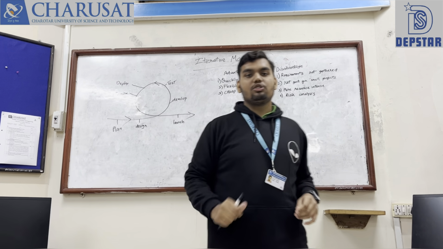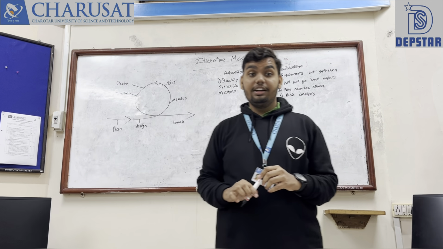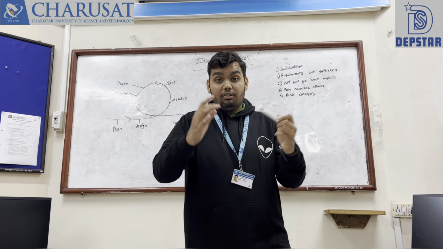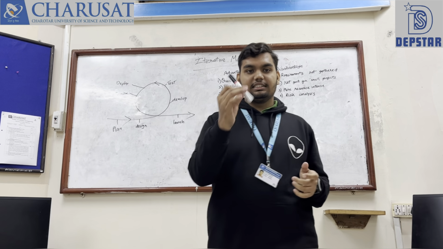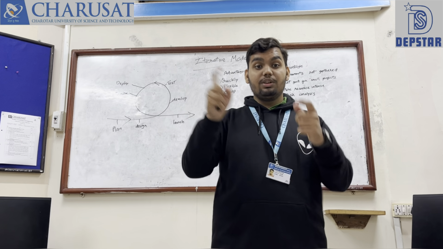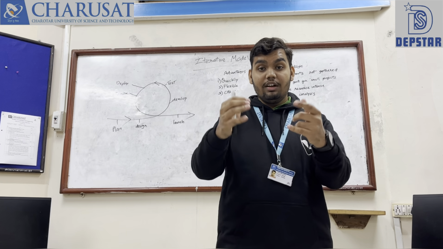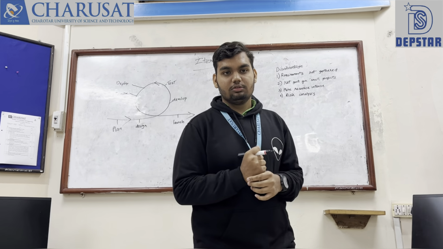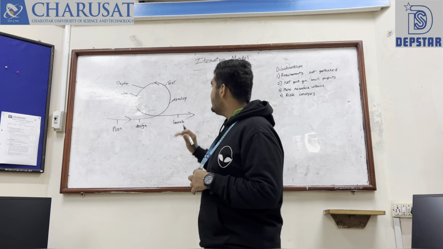Okay, so now let's discuss the iterative model. The iterative model is a type of software development lifecycle where the process executes in a sequential manner. It is also known as the successive version model. The development of each step is directly associated with the previous phase. The next phase starts only after completing the previous phase. So now let's understand the diagram.